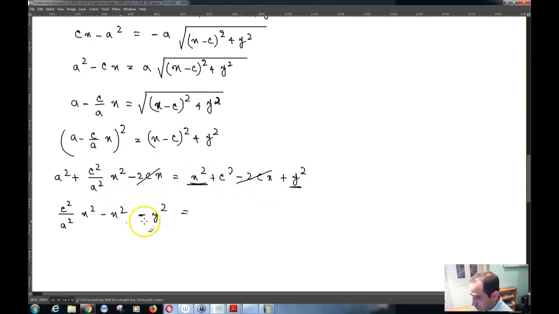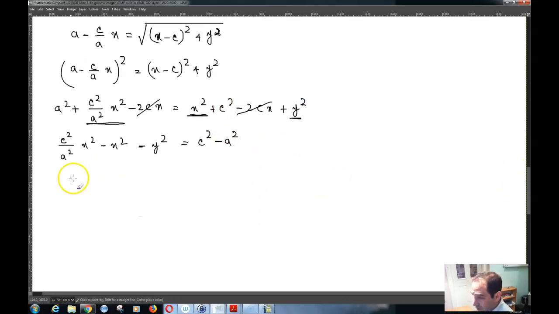so now x squared and y squared are taken care of. This term is taken care of. So I have to move this to the other side. So that gives me c squared minus a squared. Then you can write x squared times c squared by a squared minus 1, minus y squared is equal to c squared minus a squared.